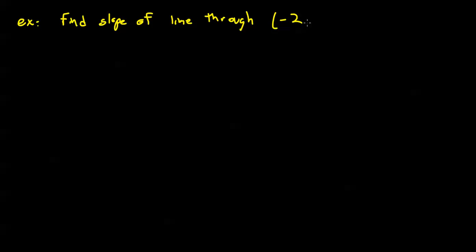Let's get to a couple of examples here. Find the slope of the line through 2 given points. I'm going to say the line between minus 2, 4 and 3, minus 4. What I usually do when I'm given 2 points like this is label one of the points x1, y1 and the other point x2, y2. It doesn't matter which one you label x1, y1 or x2, y2. It all comes out in the wash.